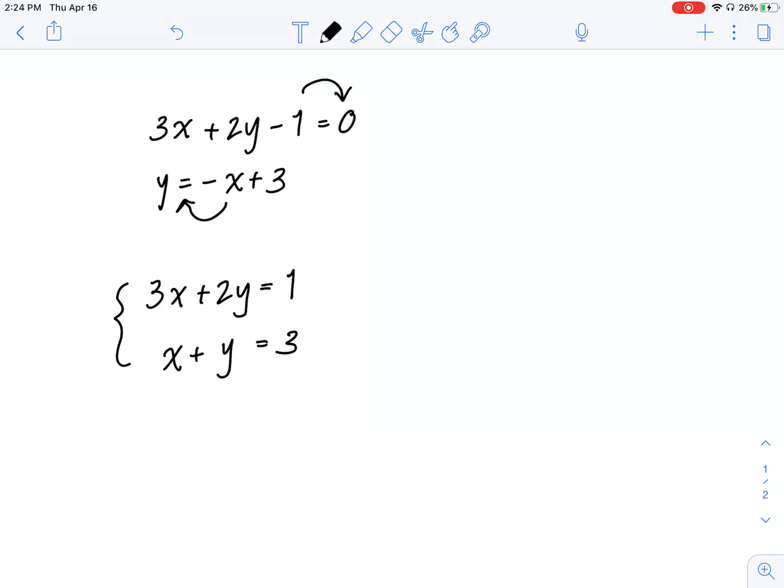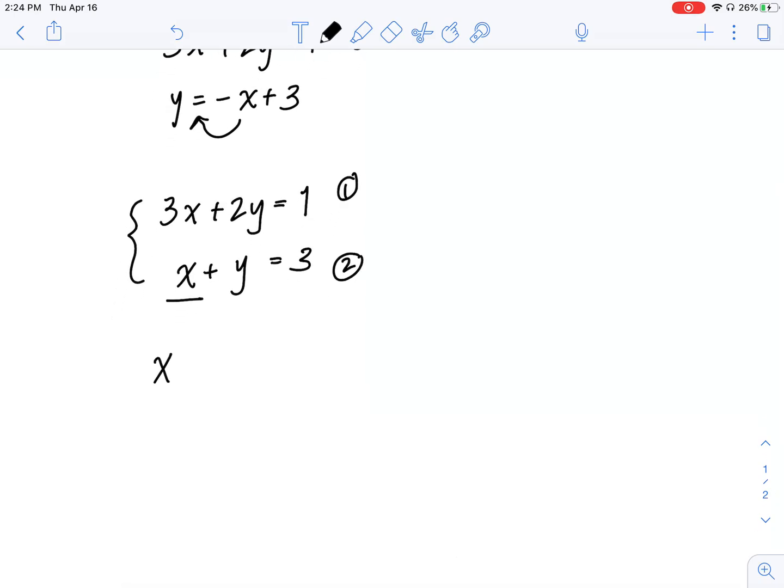Now we can substitute using the substitution method. Let's isolate for x in equation 2. Here's equation 1, here's equation 2. Let's isolate for x. X equals 3 minus y. All we have to do is move the y over. Now we can sub x equals 3 minus y into equation 1.